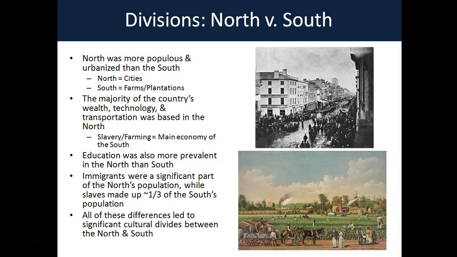Another thing too, you had immigrants that went all over our country, but a significantly greater portion were going to the northern cities because of work and also their familiarity with living in cities in Europe. While the South, again, its population was approximately one third made up of slaves, so that was a pushback and a negative against them as well. And then all of these differences led to cultural divides between the North and the South, to where it was difficult for people to make amends, whether it was over a simple issue or a complicated one.